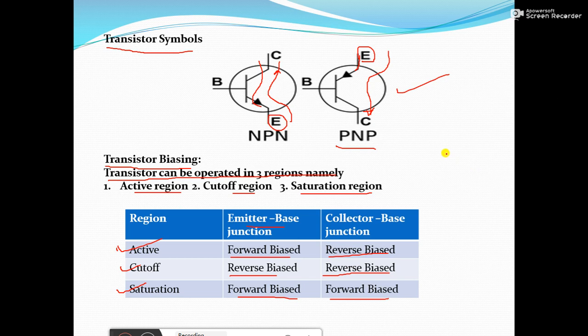As I told you earlier, the two main applications of the transistors are that it can be used as a switch and it can be used as an amplifier. Whenever you want to use the transistor as an amplifier, you should operate the transistor in active region. And if you want to make use of the transistor as a switch, then the transistor should be operated between these two regions, cutoff as well as saturation region. So here it can be used as an on-off switch.